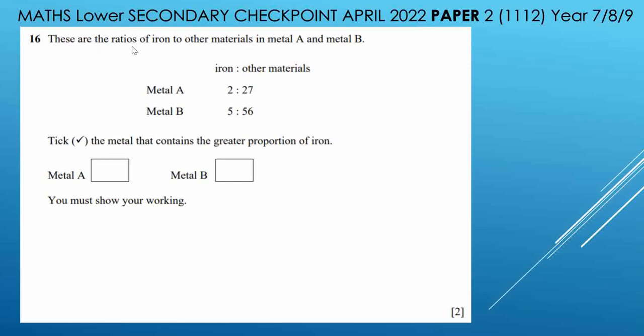These are the ratios of iron to other materials in metal A and metal B. Metal A, iron to other materials, is 2 to 27. Metal B is 5 to 56. Take the metal that contains the greater proportion of iron. Is it metal A or metal B? You must show your working.